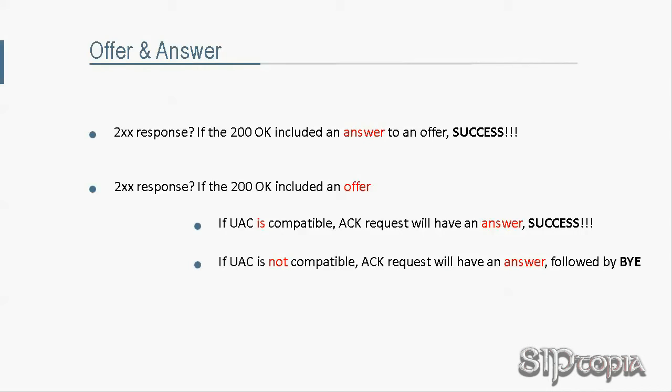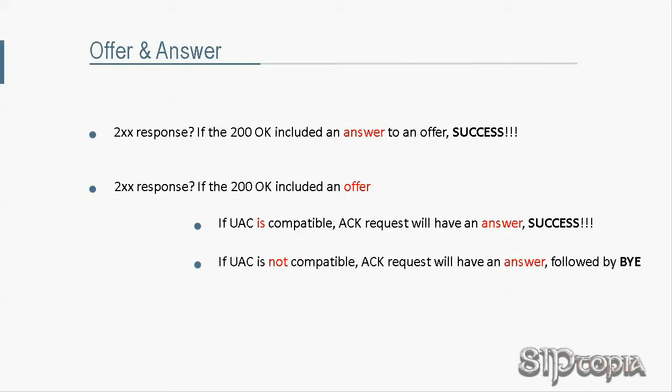Well, a 2xx response is always welcome as it indicates a successful process. If the 200 OK included an answer to an offer, the session parameters are agreed on. It's great. If, however, the 200 OK included an offer, and if the UAC doesn't like that offer, what then? The UAC would simply follow the offer and answer procedure discussed before and send an ACK request with its answer, immediately followed by a BYE request to tear down the session.